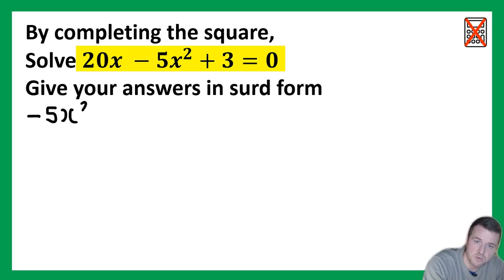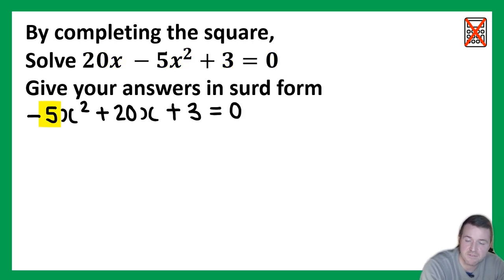So I'll start by switching some of the terms and writing negative 5x squared plus 20x plus 3 is equal to 0. Not only do we have a factor of 5 that we need to take out, but it's also a negative coefficient, which again will make the question easier if we can factor this out. So we'll actually start by taking a factor of negative 5 outside of these first 2 terms.